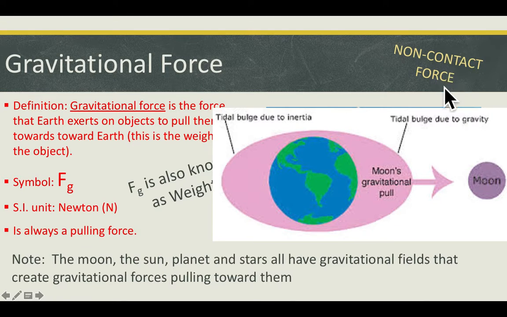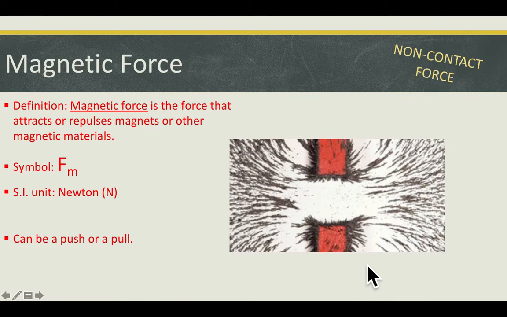A gravitational force is a non-contact force. It's our first non-contact force. The next one is a magnetic force. Magnetic forces are either attractive or repulsive forces, and they only apply to ferrous materials or magnetic materials. The symbol is an F sub m. The unit again is in Newton, and magnetic forces can be pushes or pulls. So a magnetic force can pull something toward it, or a magnetic force can repel something as well.